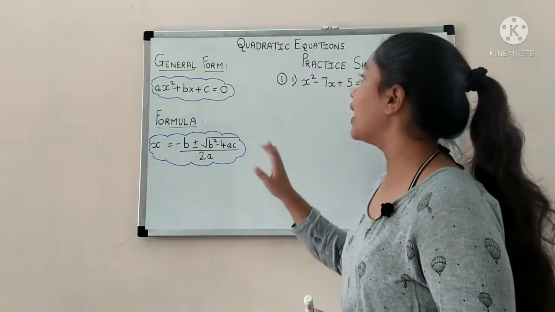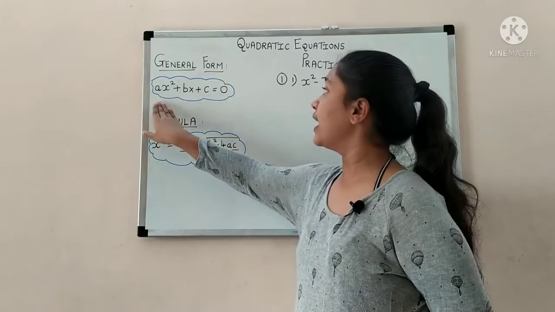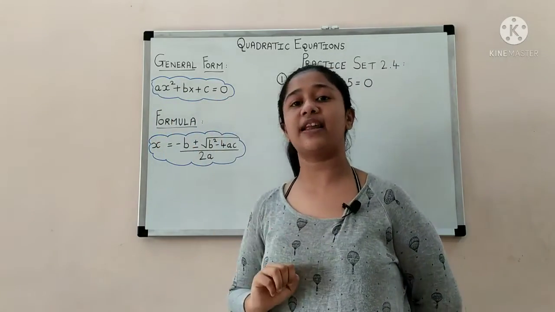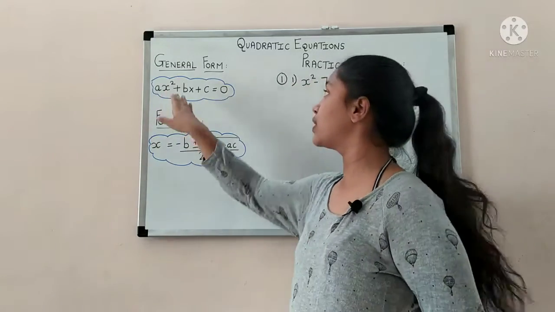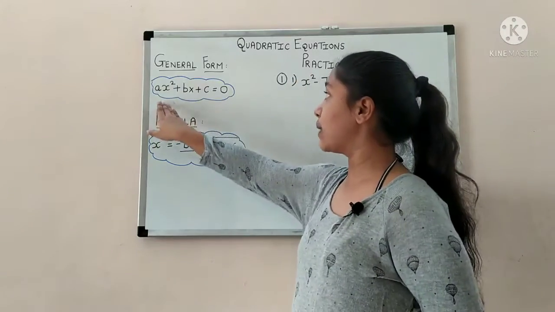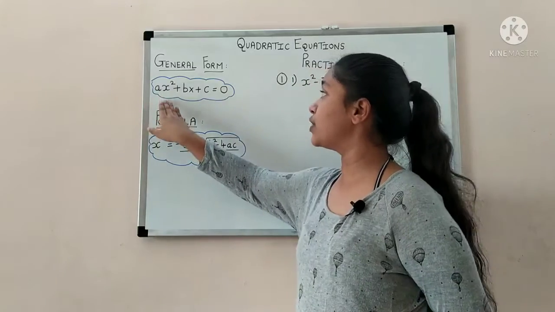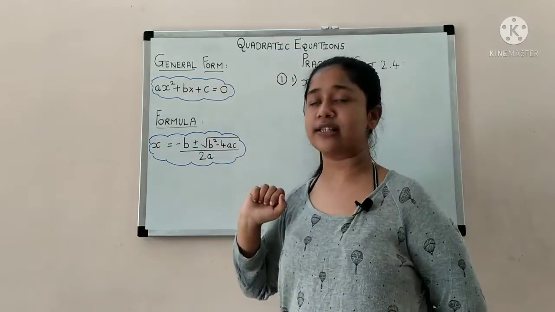Okay, so I have told you many times that the general form of the quadratic equation is ax square plus bx plus c is equal to 0. ये मैंने पहले भी काफ़ी सारे एक्सरसाइजेस में बताया है. So I hope that each and every student knows what is the general form of quadratic equations. Okay, what is it? ax square plus bx plus c is equal to 0, where a is the coefficient of x square, b is the coefficient of x, and c is a constant.